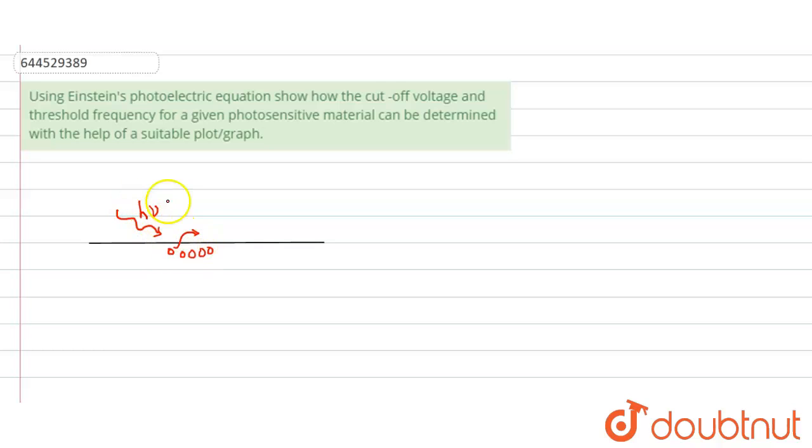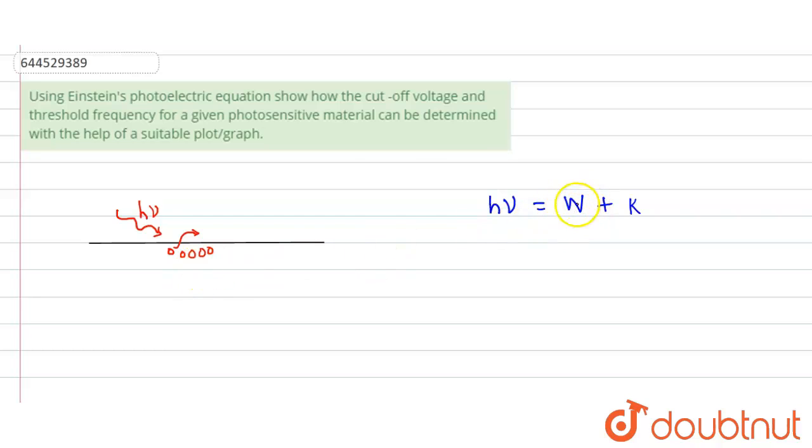Now basically we can say that this h nu of energy is going to make the electron come out of the metallic surface. So we can say that this would be its work function. And if there is some amount of energy left, that energy would be provided as kinetic energy to the electron. Now what is the work function?